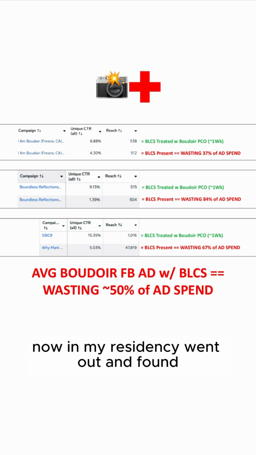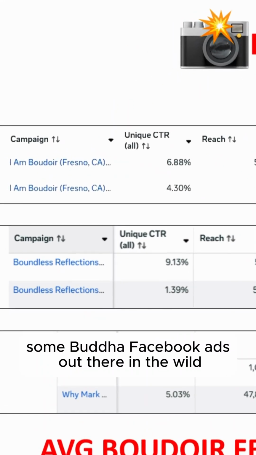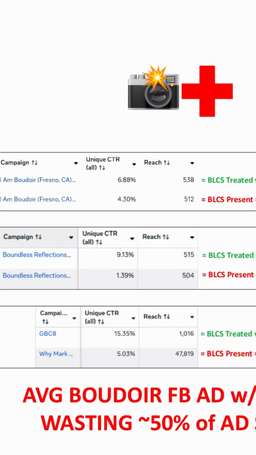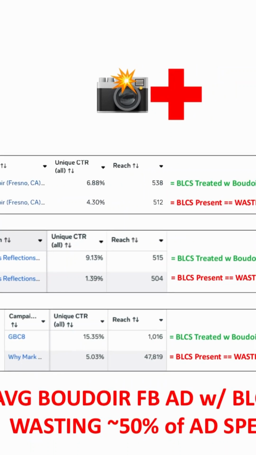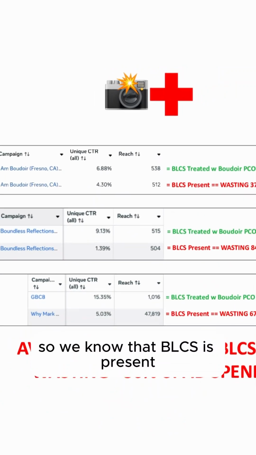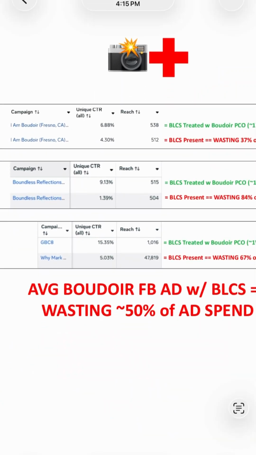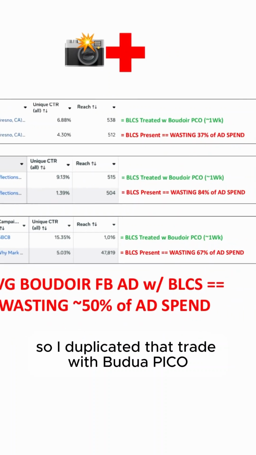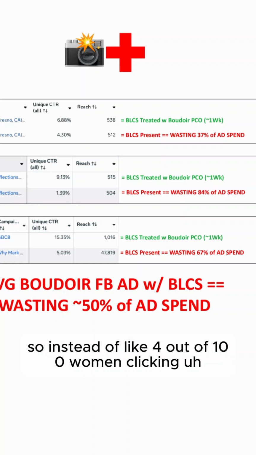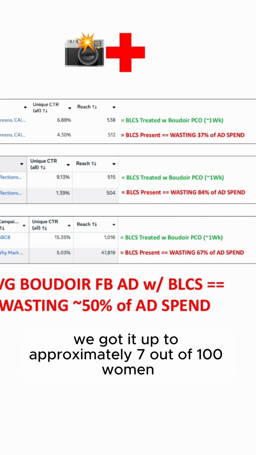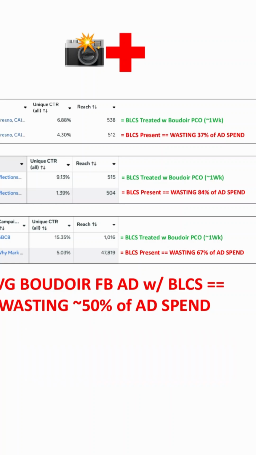Now, in my residency, I went out and found some Boudoir Facebook ads out there in the wild. The first one I tested, the unique CTR was 4.3%. So we know that's under 6%, so we know that BLCS is present. So I duplicated that, treated with Boudoir Pico, took about a week, got the unique CTR up to 6.88%. So way better. So instead of like 4 out of 100 women clicking somewhere in the ad, we got it up to approximately 7 out of 100 women.